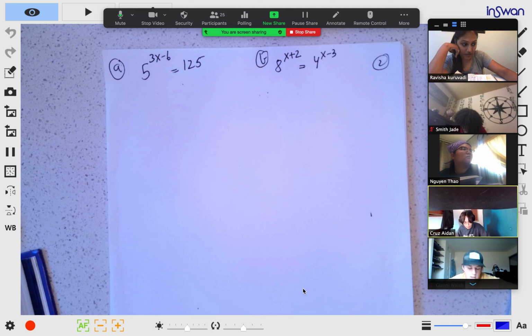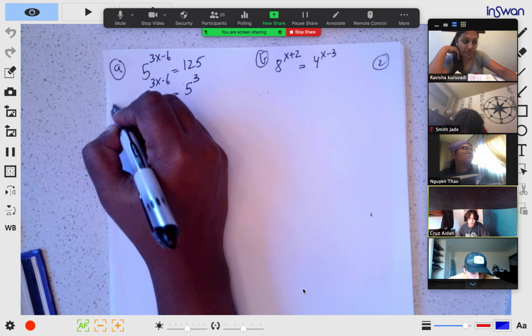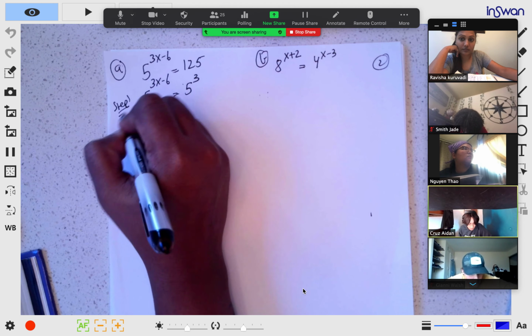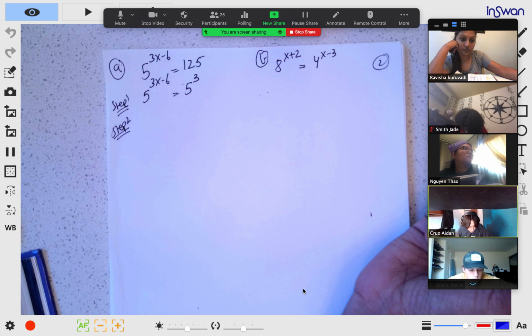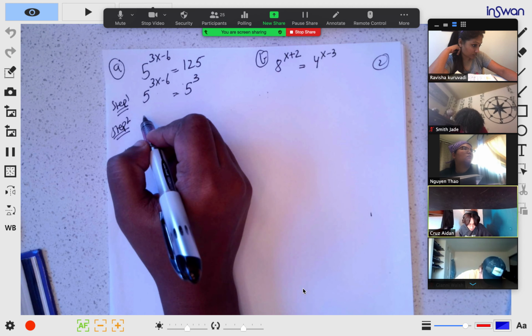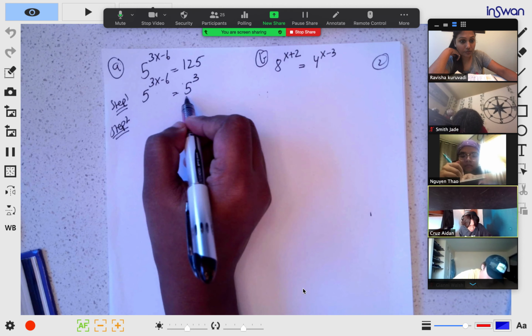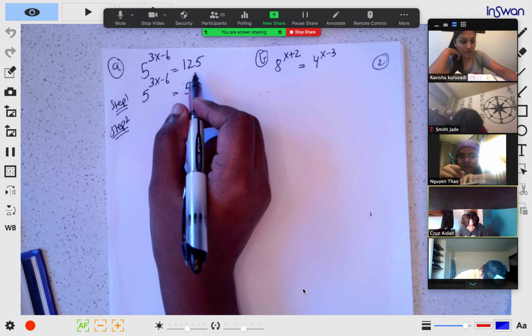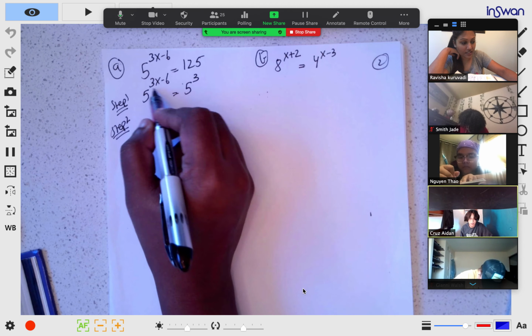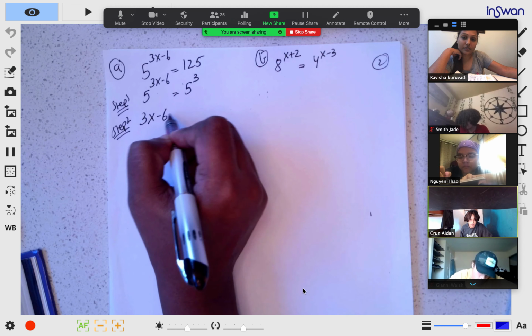So you get 5 to the power of 3x minus 6 as 5 to the power of 3. That's your step 1. Step 2. Then you subtract the 5, right? No, no, no. When your bases are the same and the powers are different, what do you do? Step 2 is put them equal to each other. So basically, 5 and 5 get cancelled. You're left with 3x minus 6 is equal to 3.